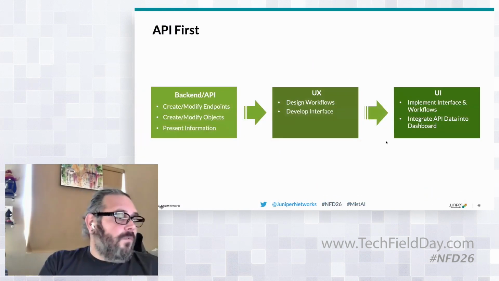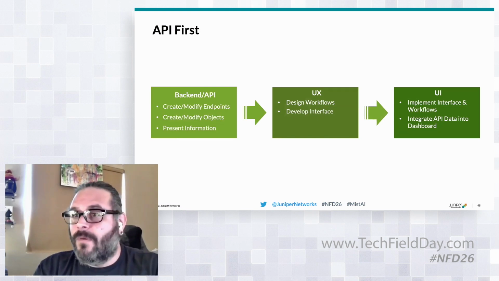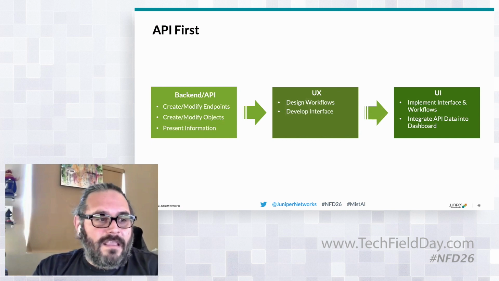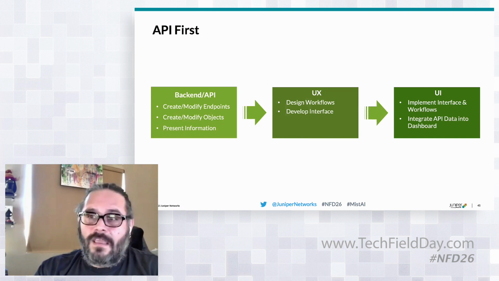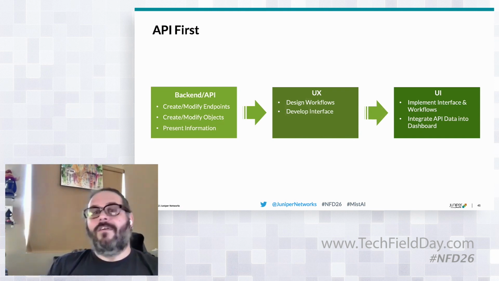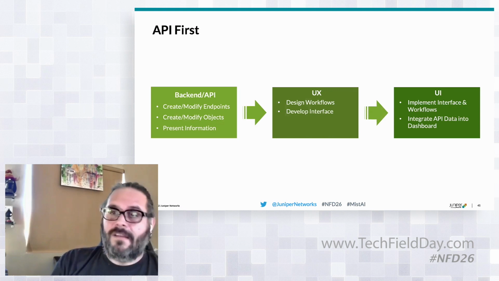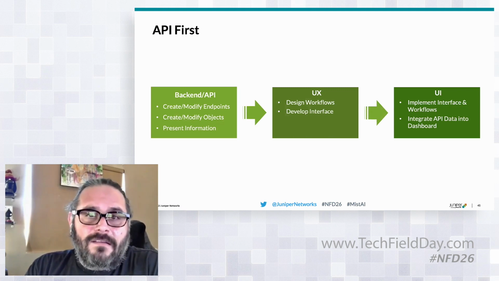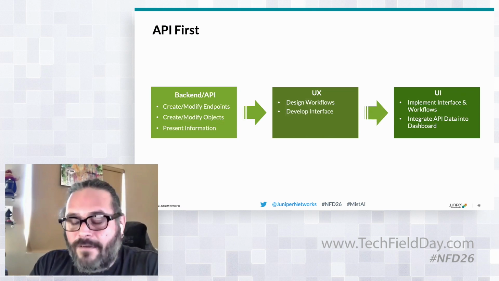But first, why do Jake and I focus on the API so much? Because that's what Juniper Mist does. We are an API-first company. The features, everything you've seen, it's always developed for the API first. The backend is developed, the endpoints, any objects that need to be created, anything like that for presenting new information or performing new functions. Then it moves on to the UX team and then the UI team for implementation.